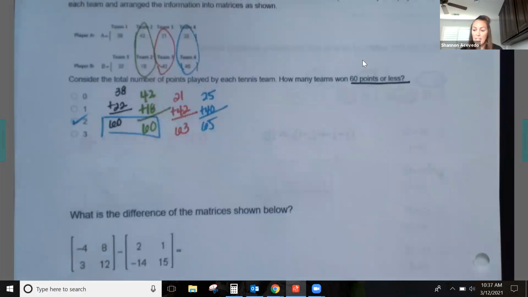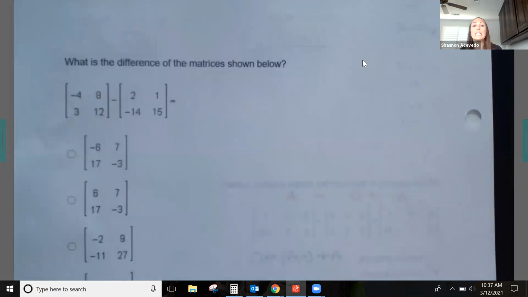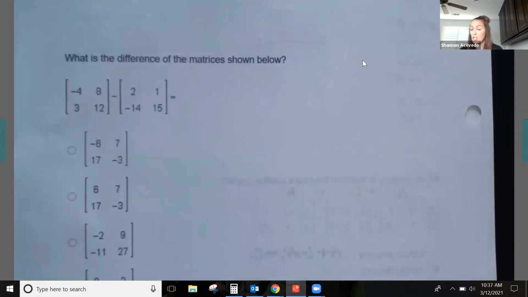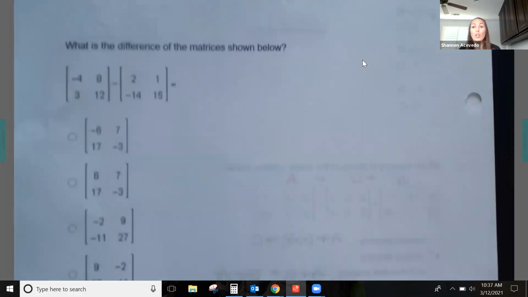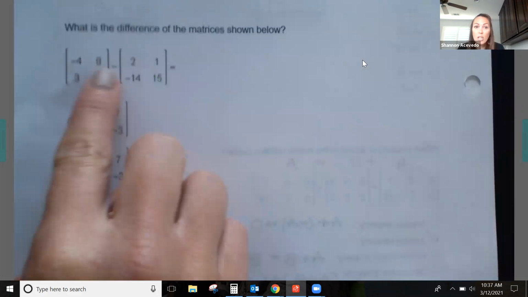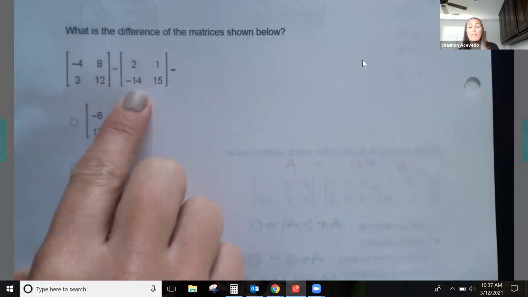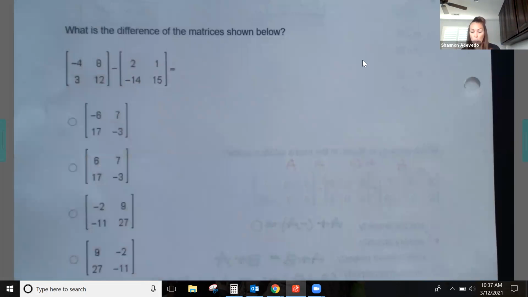All righty. And my last one, what is the difference of the matrix shown? So make sure that you distribute that negative to everything. So it's minus every one of these terms, not just minus the first one or just minus one that already has a negative. It's minus every single term in there.